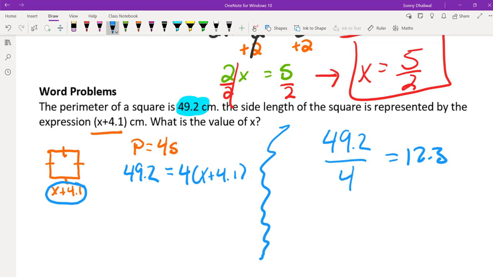Now, we also said that each side is equal to this. How big is x?